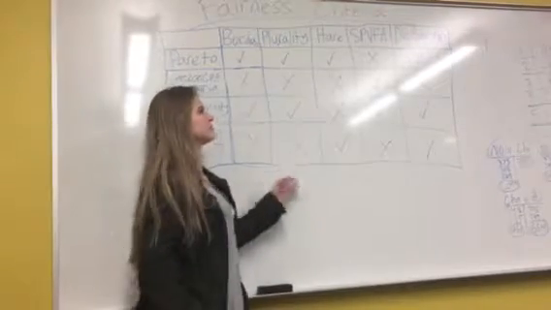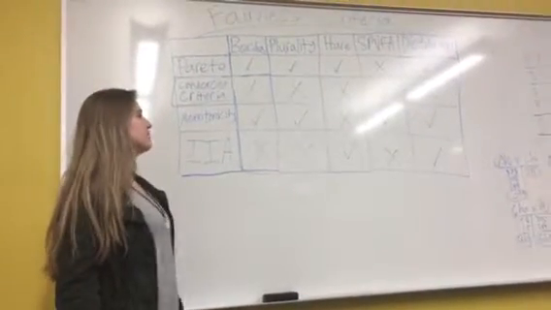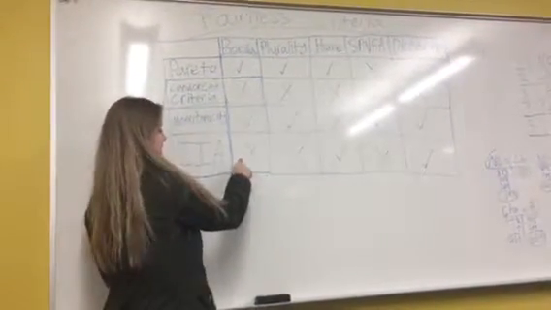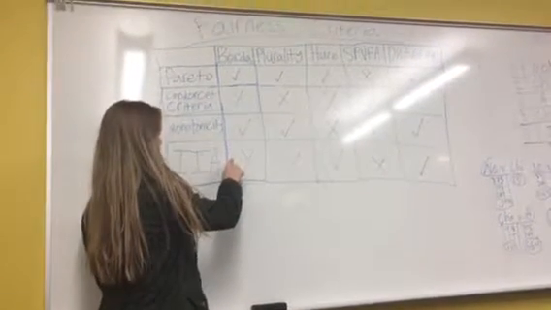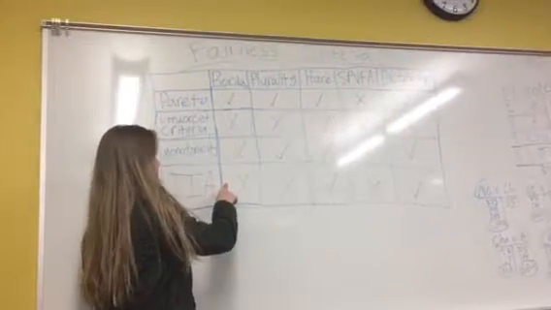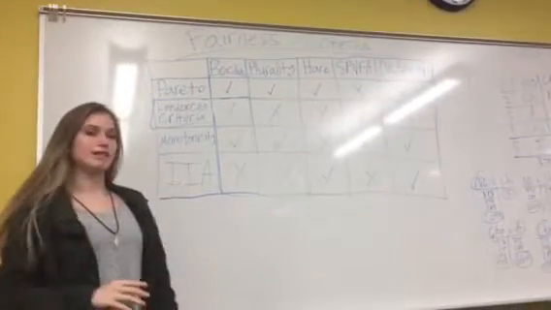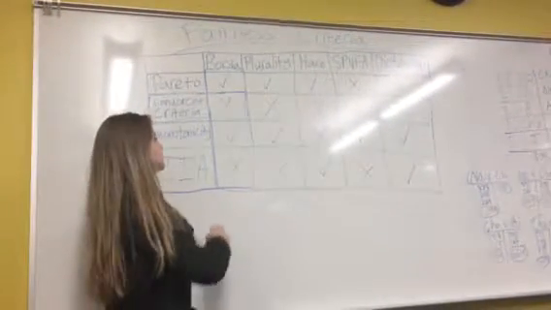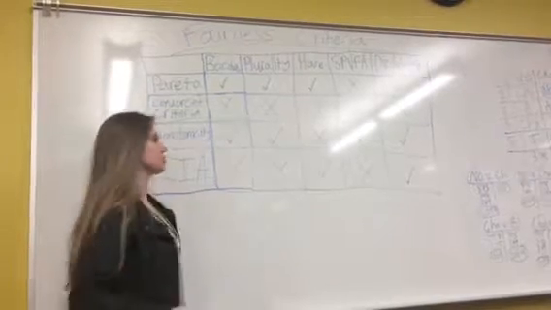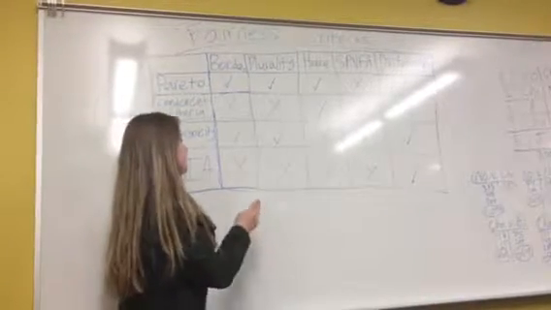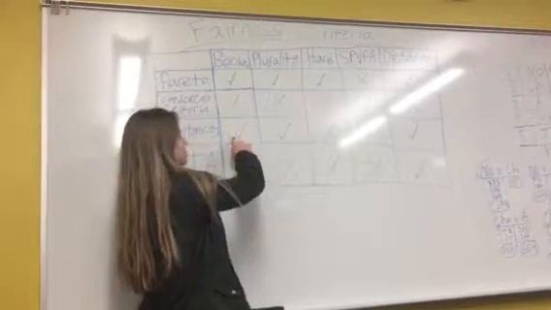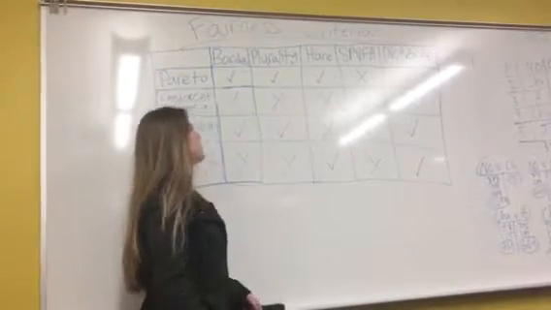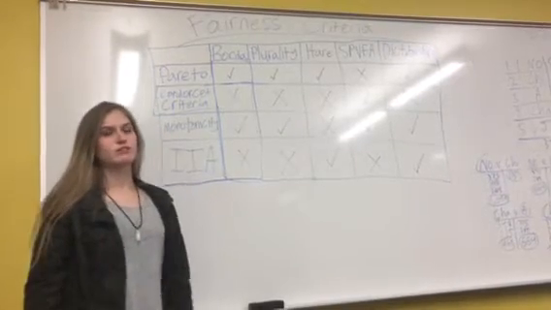One thing that you have to remember about the fairness criteria is that if a fairness criteria doesn't satisfy a voting method, that doesn't automatically mean that every single time it's not going to satisfy it in every situation. It just means that there's not a guarantee that it will satisfy it. But if there's a check mark, if it does satisfy the criteria, it will every single time, no matter what.